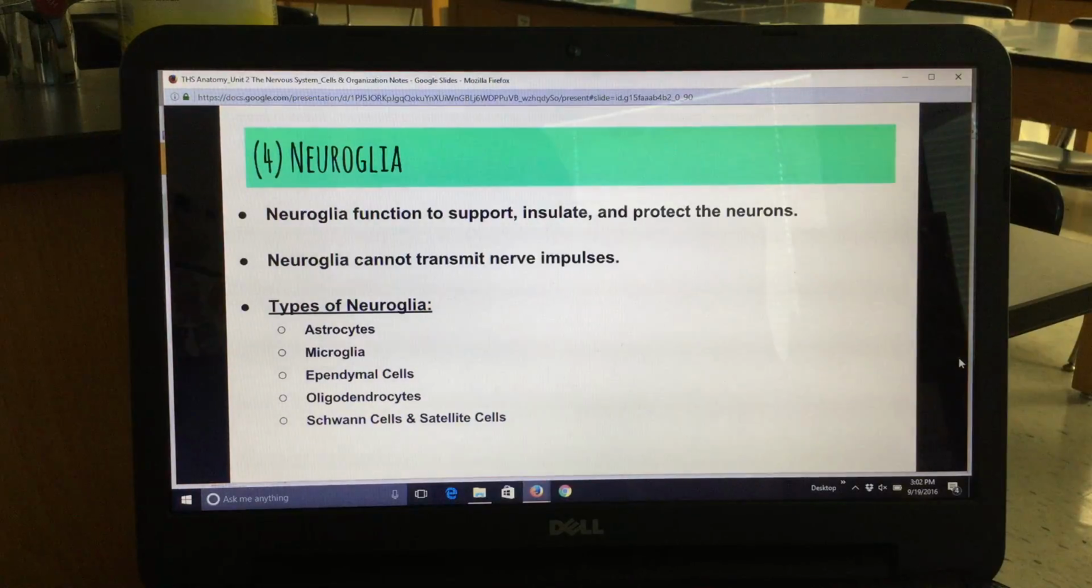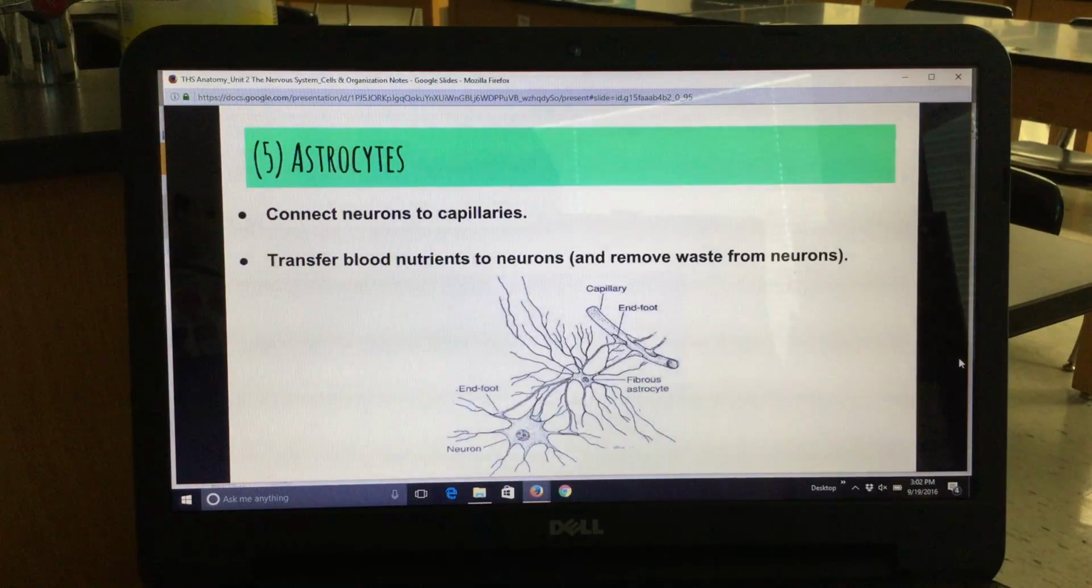There are a total of 6 neuroglia that we're going to cover: astrocytes, microglia, ependymal cells, oligodendrocytes, Schwann cells, and satellite cells. The first type we're going to look at is called an astrocyte. Astrocytes are neuroglia that connect the neurons to capillaries. Their job is to transfer blood and nutrients, any type of gases that's in the blood, any food nutrients, to and from the neurons, and likewise remove any waste from the neurons.